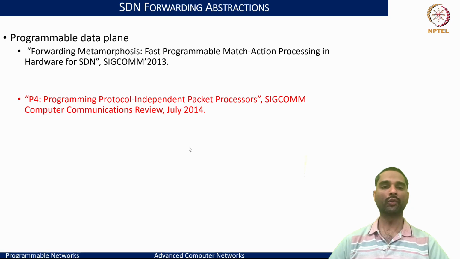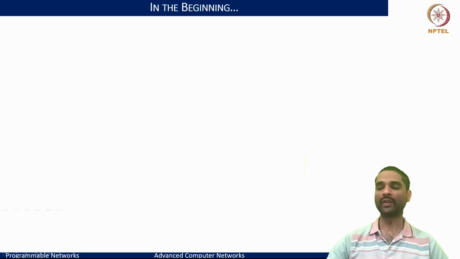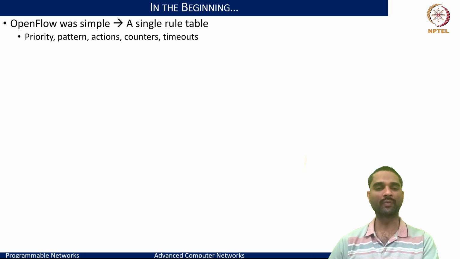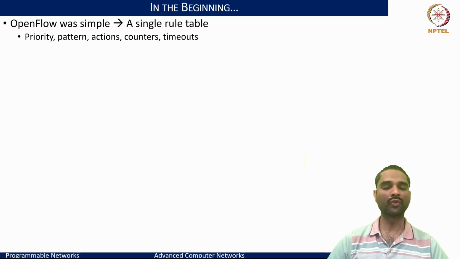Now let us try to look into the P4 Programming Protocol Independent Packet Processors paper in a bit more detail. So to begin with, like I discussed before, what we had was a simple OpenFlow with a single rule table where you would have different aspects to match on, like priority, pattern, actions, the key counters that you would want to keep track of, the timeouts on which the flow rules would expire as simple flow rules.